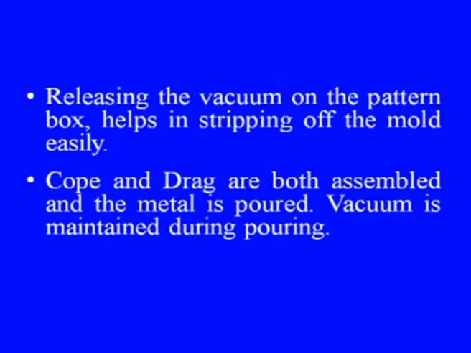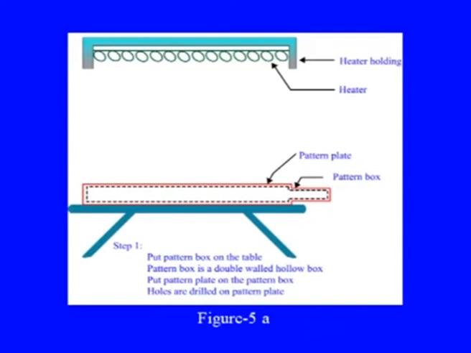Cope and drag are both assembled and the metal is poured. Vacuum is maintained during pouring. The vacuum is further released once the mold boxes get cooled. This allows sand to freely flow back, thereby leaving a clean casting behind. The sequence of producing the casting made by vacuum sealed molding process is shown in the following figures.